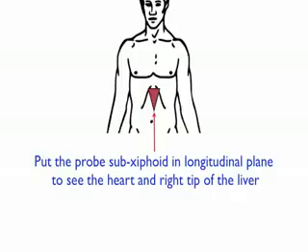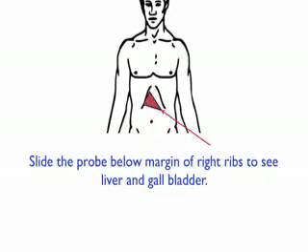So what I do is, for examining the heart, I look at the liver first and then find the heart. For examining the liver, I look at the heart first and then move to the liver. So since we're talking about the liver, I'm going to locate the heart, which is relatively easy, and then slide over to the liver. So we put the probe in the subxiphoid position in the longitudinal plane, and we'll see the right tip of the liver with the heart. Then we'll slide the probe down to the margins of the right ribs, and we'll visualize the liver and gallbladder.